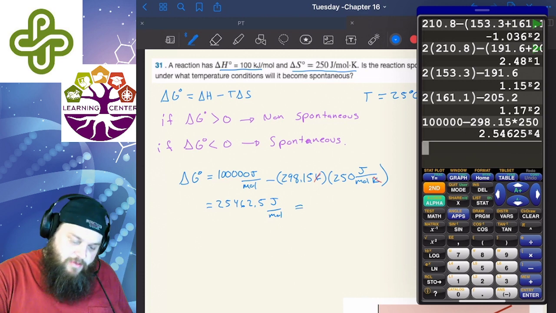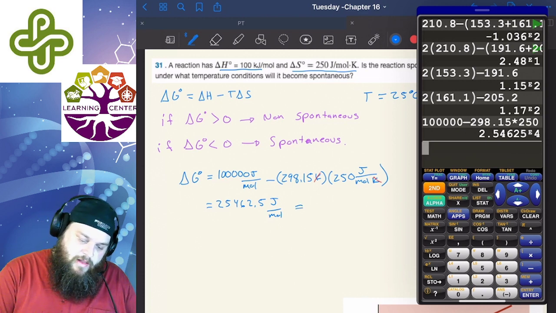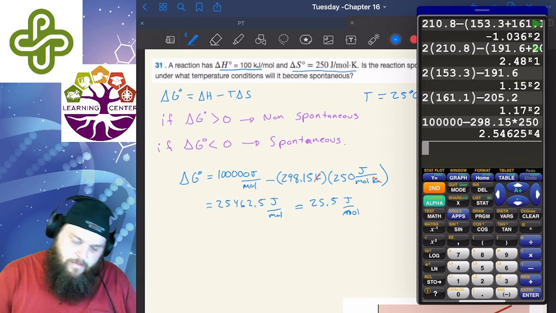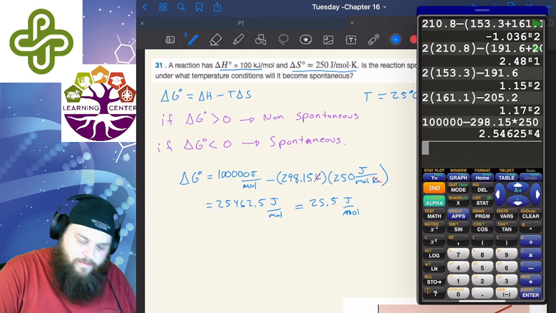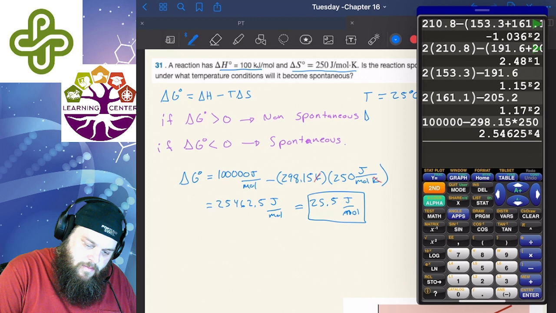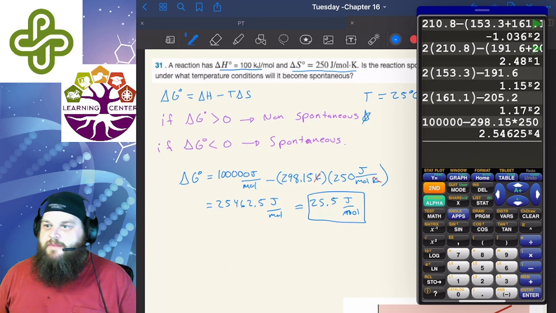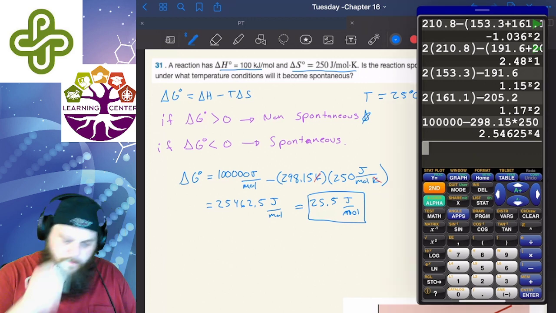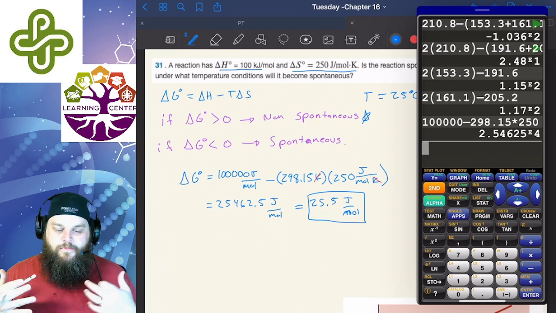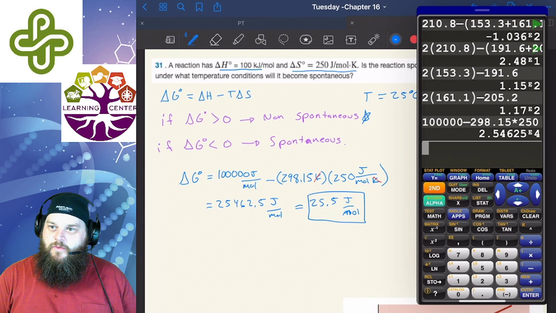If we want to write that in kilojoules, just moving that decimal place 3 to the left, 25.5 kilojoules per mole at 3 sig figs. There we go. So that is a positive number, right? So that's going to fall in this range. It is not spontaneous. So how do we make it spontaneous? Well, we want to find out at what temperature it's going to reach 0.